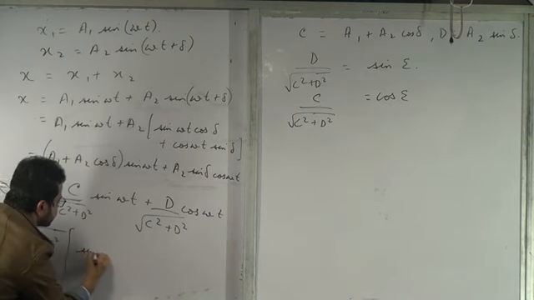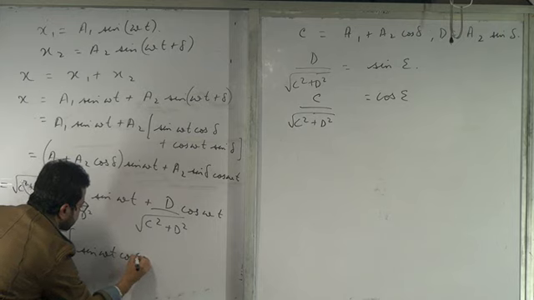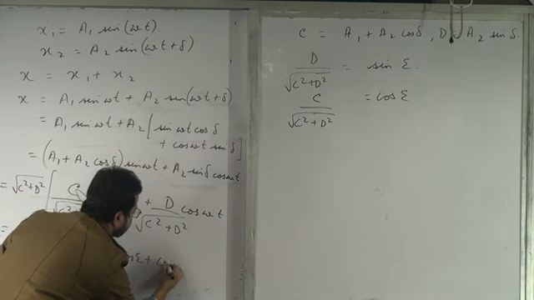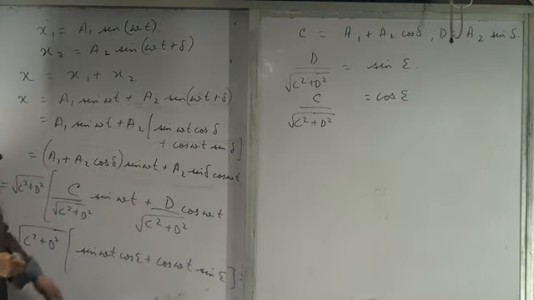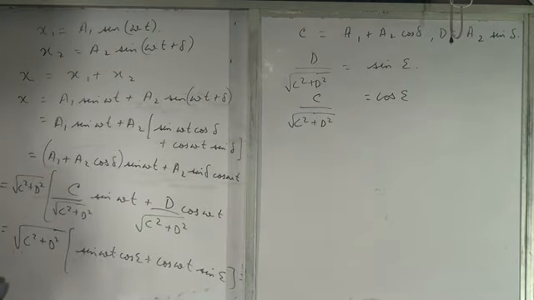sine omega t cos epsilon plus cos omega t sin epsilon. Now do you understand where I'm going from here?